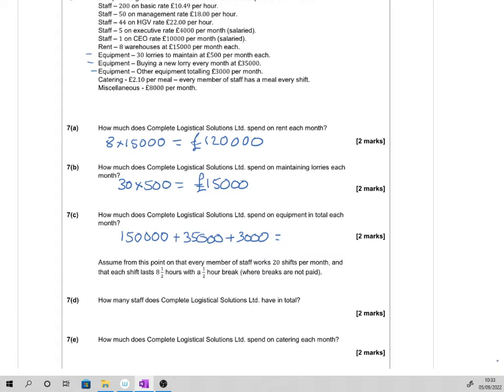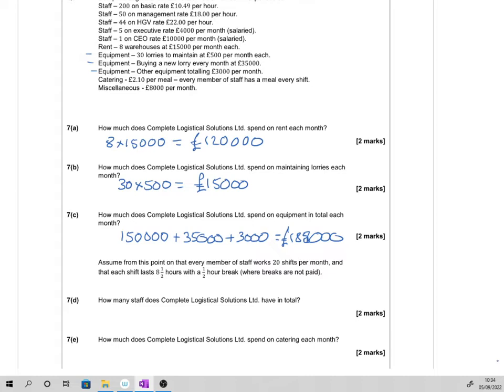So 150,000, get the right number of zeros, plus 35,000 plus 3,000 equals 188,000. Right, assume at this point that every member of staff works 20 shifts per month and that each shift lasts 8.5 hours with a half-hour break where they're not paid. Alright, so it's just 8 hours, isn't it?